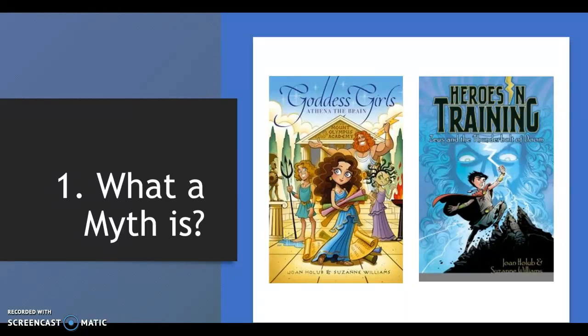Hey guys, over the next 4 weeks we're going to do a myth genre study unit. So you're going to learn in the first week what a myth is. You're going to learn about all the different elements and characteristics that make up a myth.